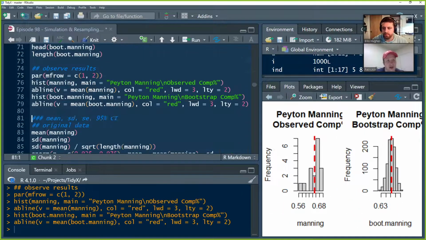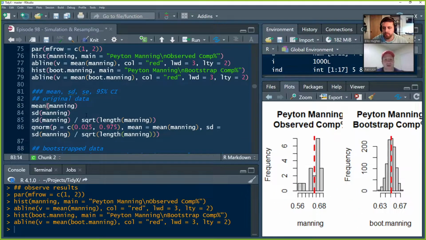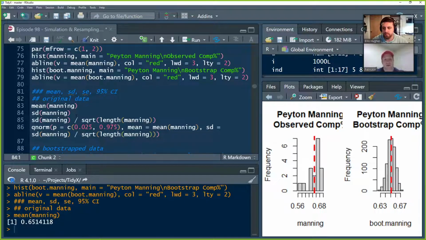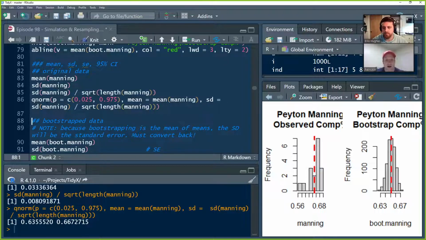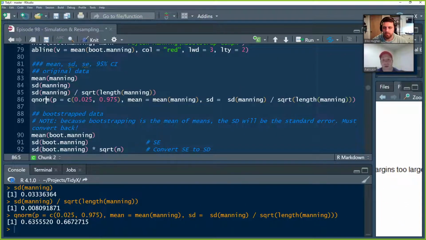And what else? From our observed results, we can also calculate things like our mean. This is the original data, standard deviation, standard error. We can calculate the 95% confidence interval. So remember, for the confidence interval, it's the mean plus or minus your standard error multiplied by the critical values, which we're basically saying we want the critical values for the inner 95%. So that's why P is 0.025 and 0.975 on the high end. And then we could look at the bootstrapping.